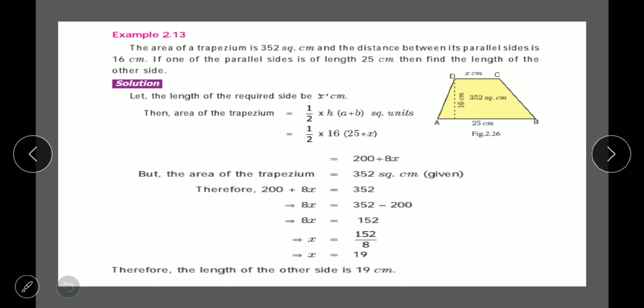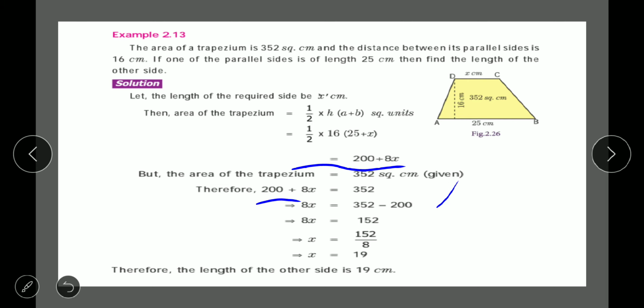So to know the unknown variable, we need to equalize it to some other value. Then only we will get the unknown variable. Here we can equalize it to the area. So 200 is in a plus. When it comes to this side, it will become minus.